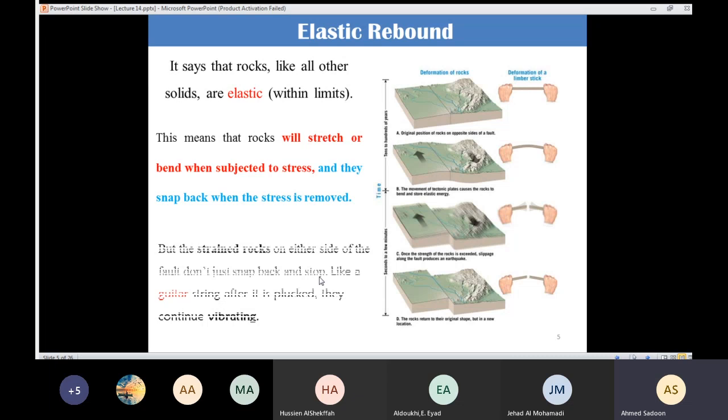So the strained rock on either side of the fault, here and here, does not just snap back and stop. Like a guitar string after it's plucked, they continue vibrating. So when this one separates from that one, it will not just snap back to its original position with the movement. They are going to vibrate. And that is the cause of the earthquake.